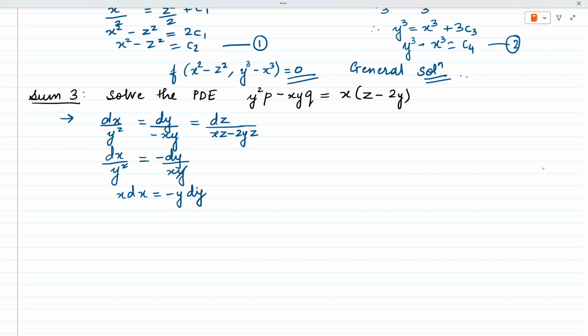X square plus y square is equal to C1. Very good. X square plus y square is equal to c1. Okay, you can use any alphabet here. No problem. Very good.